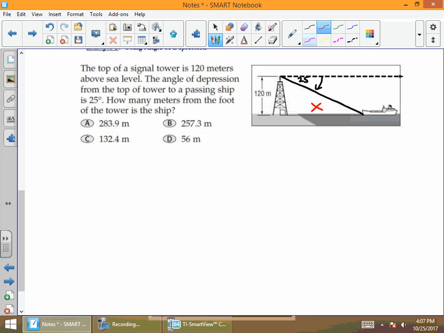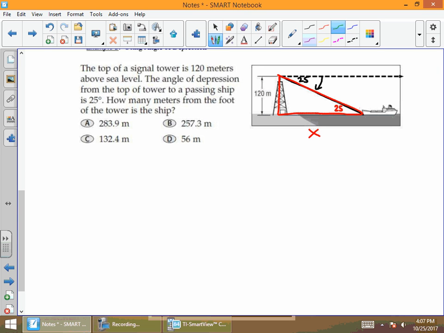Well, my triangle that I'm going to look at is actually right here. And if my angle of depression, I'm going to move this down here, my angle of depression is 25 degrees, so my angle of elevation down here would also be 25 degrees. And now it's just a SOHCAHTOA problem.